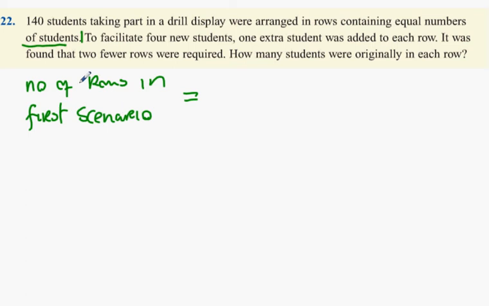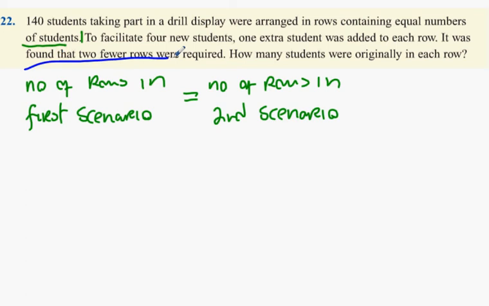That's scenario 1. Number of rows in first scenario equals number of rows in second scenario, but plus what? Plus or minus something. What am I going to add in here? It was found that 2 fewer rows were required. So this number had more rows than this number here. Does everybody get that from the language? So I have to add on a 2 to make that balance. Does that make sense?